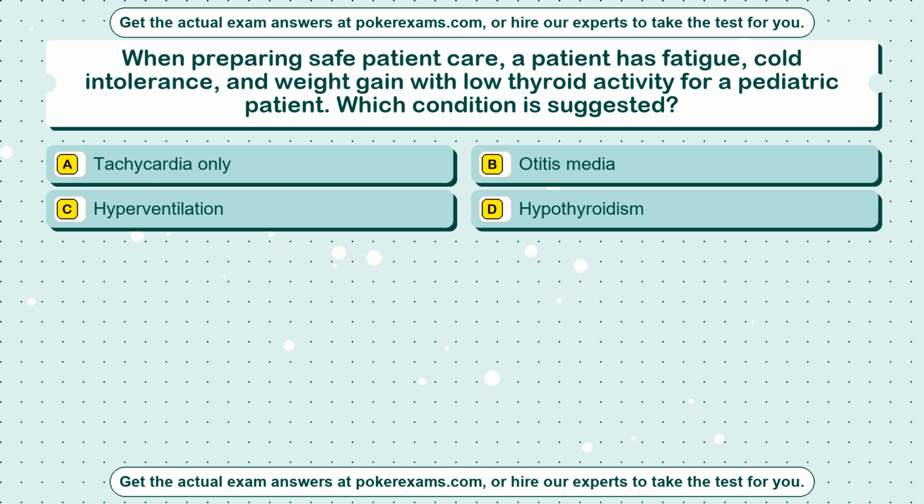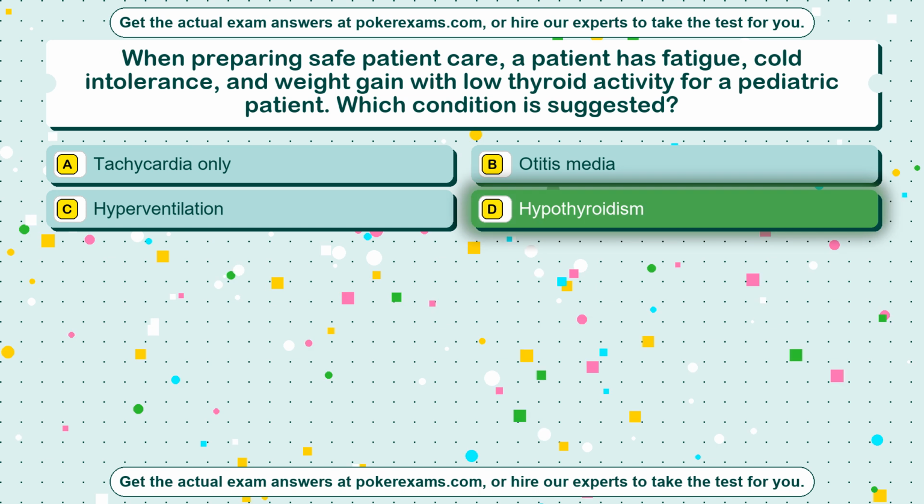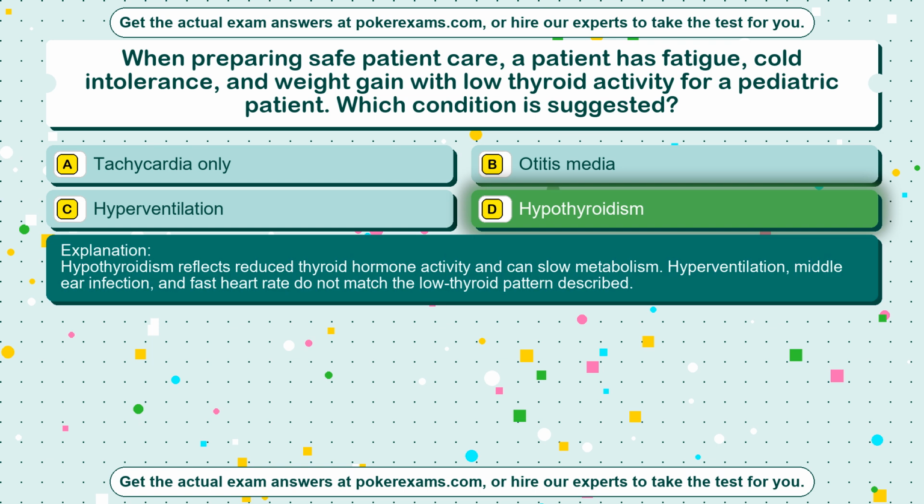Question 63. When preparing safe patient care, a patient has fatigue, cold intolerance, and weight gain with low thyroid activity for a pediatric patient. Which condition is suggested? Option A, tachycardia only. Option B, otitis media. Option C, hyperventilation. Option D, hypothyroidism. The correct answer is option D, hypothyroidism. Hypothyroidism reflects reduced thyroid hormone activity and can slow metabolism. Hyperventilation, middle ear infection, and fast heart rate do not match the low thyroid pattern described.